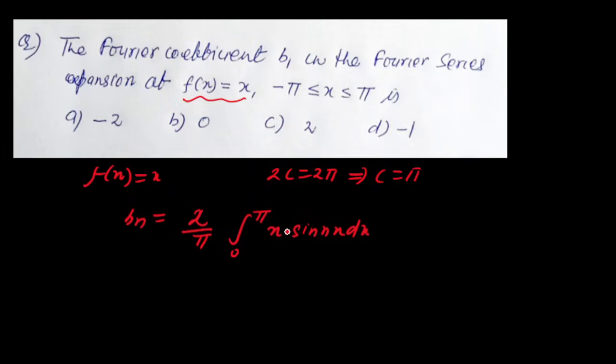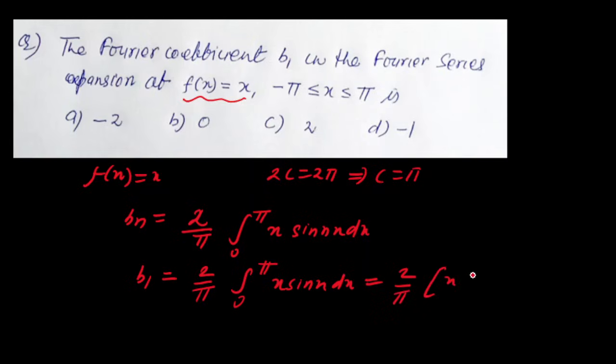Got it or not? I hope it is clear. So you just have to integrate. One more thing, it is actually bn, and I want to find b1. So let us take b1 directly. You write 2 by pi, 0 to pi, x sine x dx. So 2 by pi, integration of x, integration of sine x is minus cos x, and then minus minus plus cos x integration will be sine x, and the derivative of x will be 1, 0 to pi.